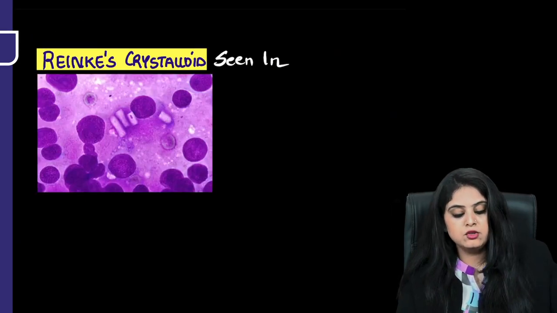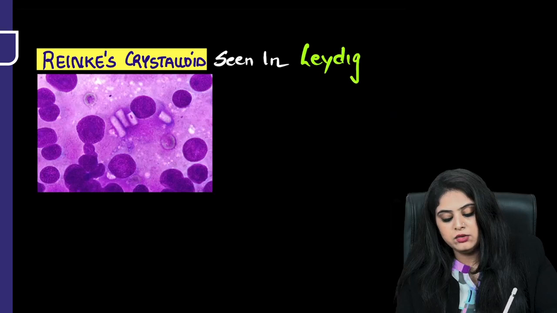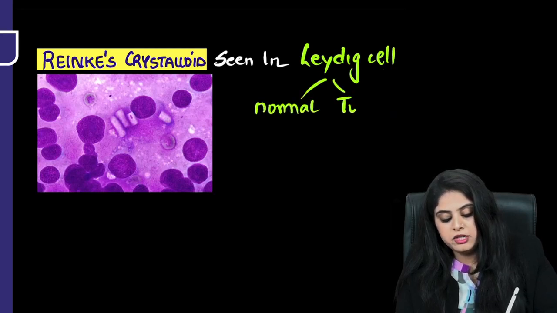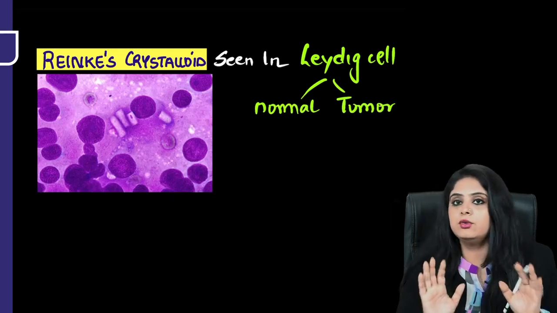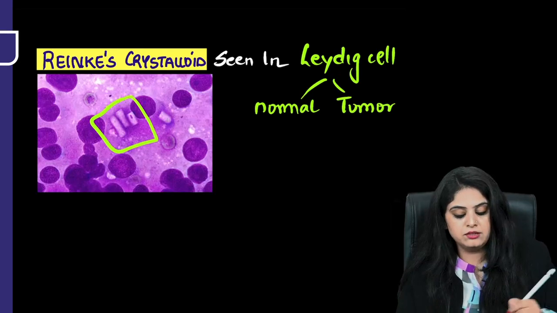Let's move on to the next tumor, which is the thing that shows you these Reinke's crystalloids. Firstly, Reinke's crystalloids are seen in anything to do with Leydig cells. That could be a normal Leydig cell also, that could be a tumorous Leydig cell also. Anything to do with a Leydig cell, normal or Leydig cell tumor, is going to show you these Reinke's crystalloids.